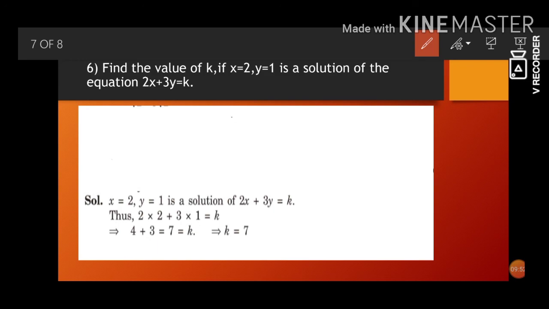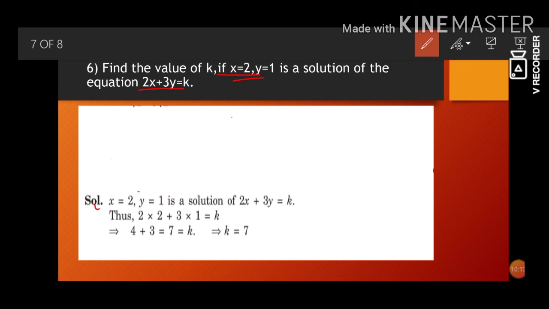And the last question for today is: find the value of k if x = 2, y = 1 is a solution for the equation 2x + 3y = k. In place of x and y, we will substitute the values 2 and 1, and then we will find the value of k.